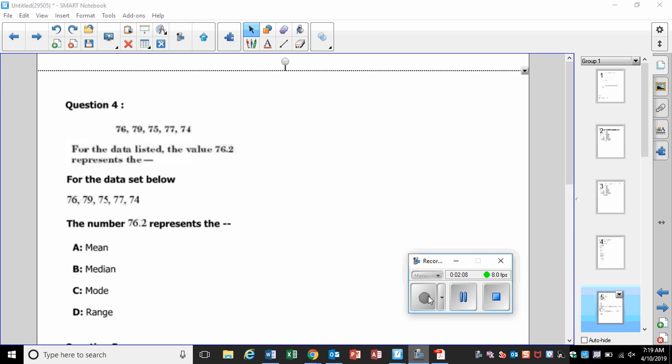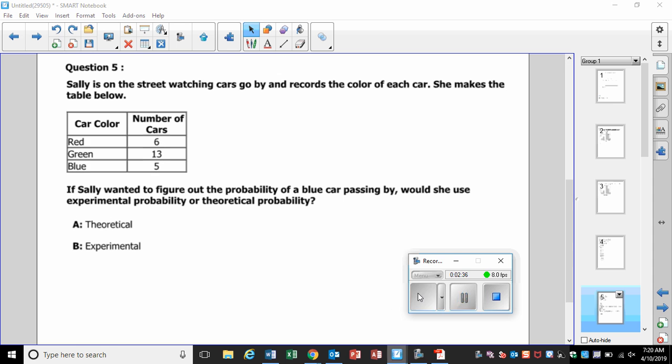Question 4. For the data set below, 76, 79, 75, 77, 74. The number 76.2 represents the choice A, mean, choice B, median, choice C, mode, choice D, range.